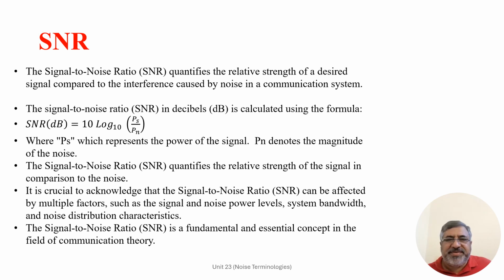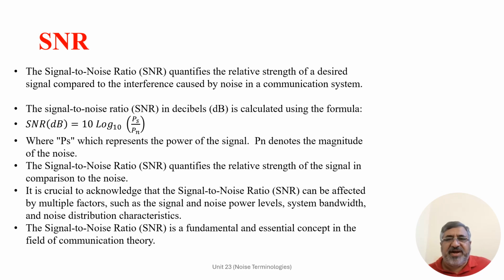The signal to noise ratio is a measure of the ratio of the power of a desired signal to the power of the noise present in a communication system, to quantify the quality as well as the reliability of the signal in the presence of noise in the channel. SNR is commonly expressed in decibels and it's calculated with a simple equation. SNR is equal to 10 log PS over PN. In this formula, PS represents the power of the signal and PN represents the power of the noise.